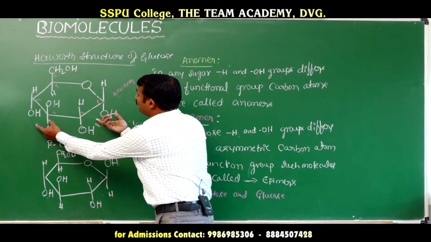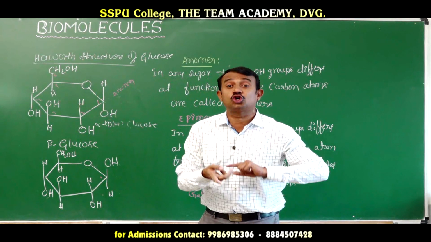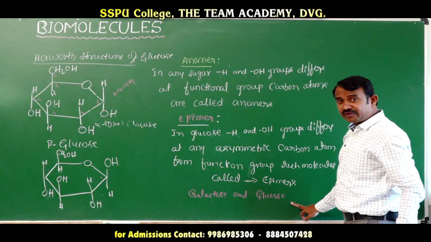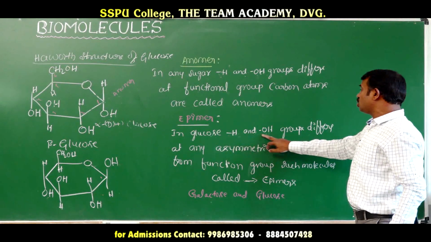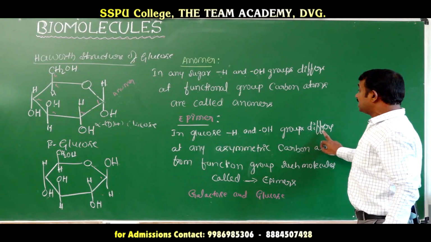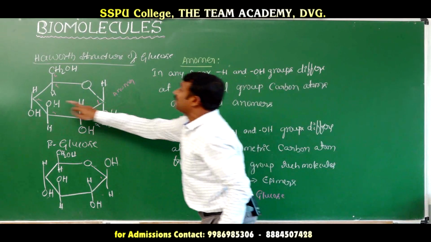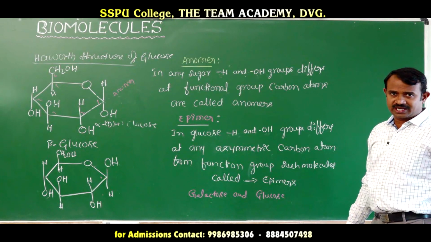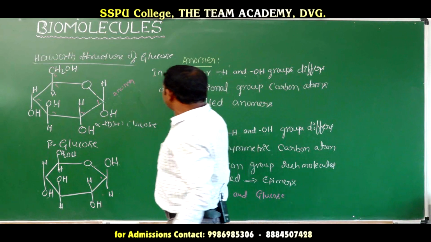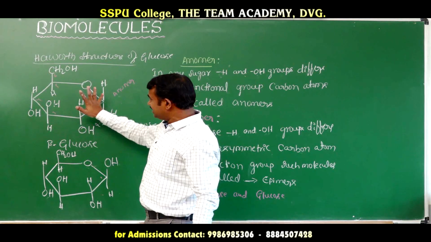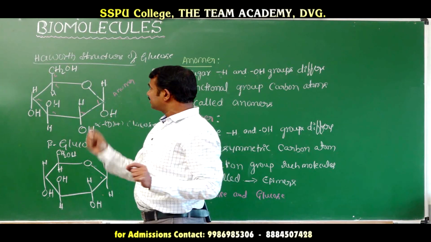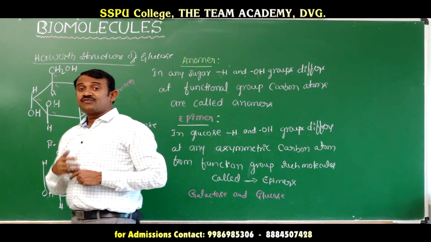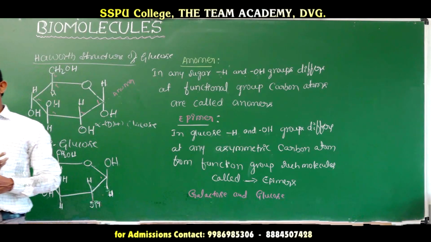Both hydroxy groups going above means that is galactose. This is glucose and galactose. It is an example of epimerization. In glucose, hydrogen and hydroxy groups differ at any asymmetric carbons. Okay. Such molecules are called epimers. This is what anomers are and what epimers are. This is the technique for how to write the structure of glucose. Next we will go for fructose and the cyclic structure of fructose.